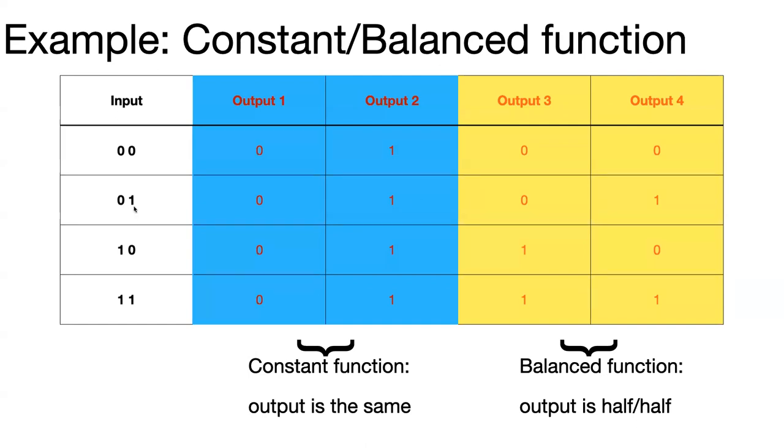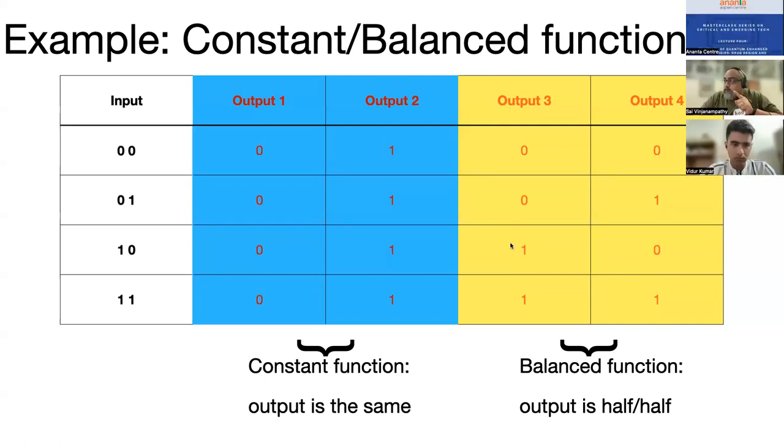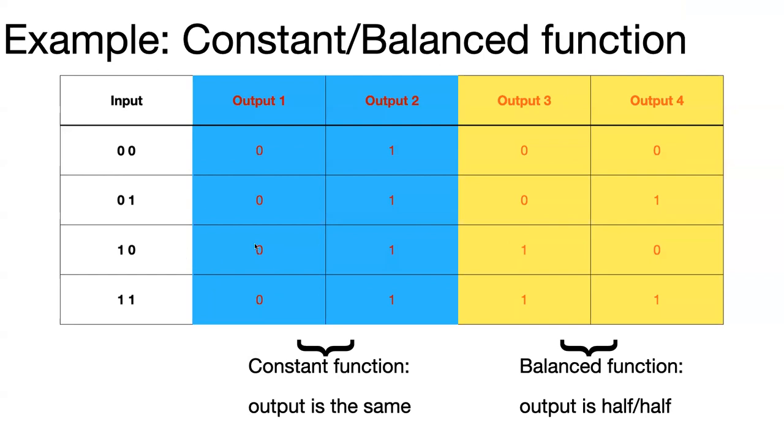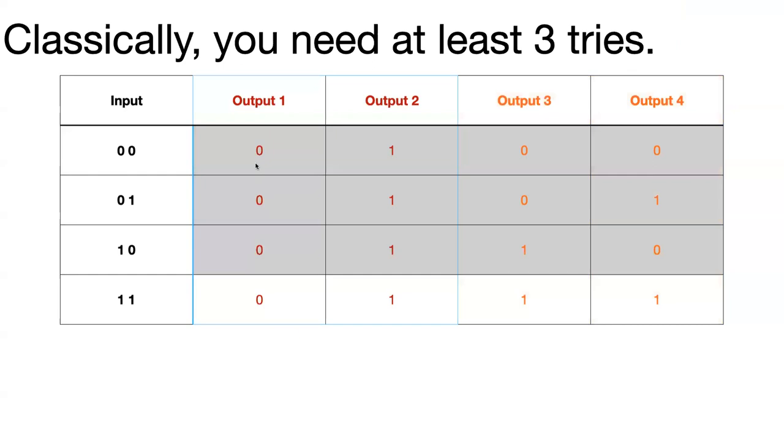Then what you do is you put in 0, 1. And if you put in 0, 1 and you get 0, you still don't know, because it could be output 1 or output 3. Both of them have 0. You have to feed a third set of coins. 1, 0, and then if it outputs 0, you know that this is a constant function, but if it outputs 1, you know that it's a balanced function. So you need more than half of the number of attempts for you to tell me the answer, right? So this is what is said here, which is classically you need at least 3 tries for this 2-bit input.